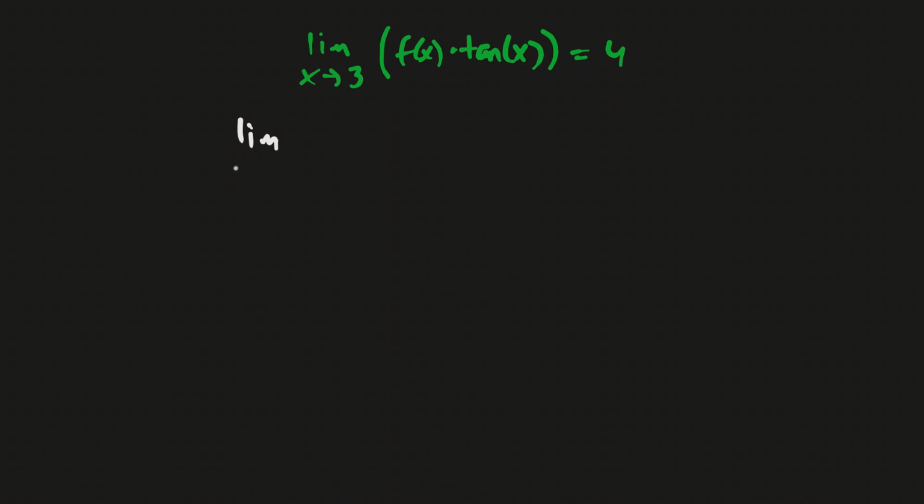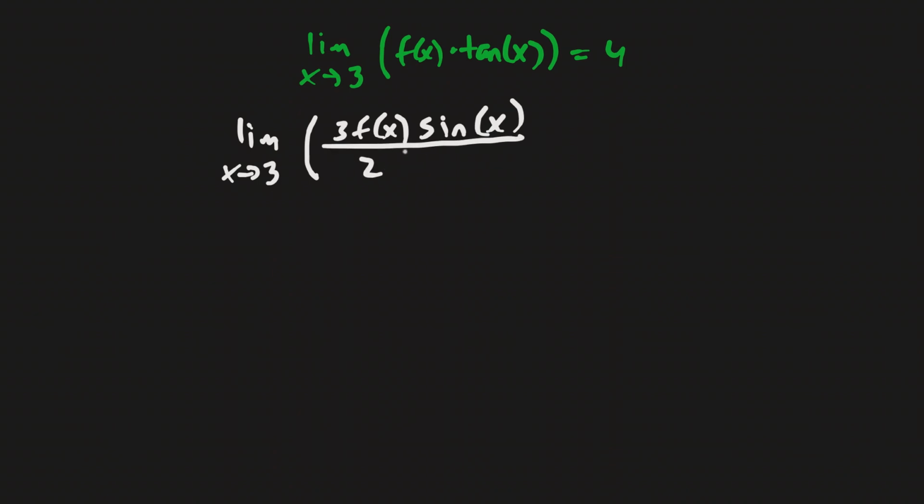So the limit as x approaches 3 of 3 times f of x, or we could write that together, 3f of x, sine x, over 2 times cosine x. So we wanted to solve this right here. This looks kind of complicated, but once you rewrite it, it's really easy.